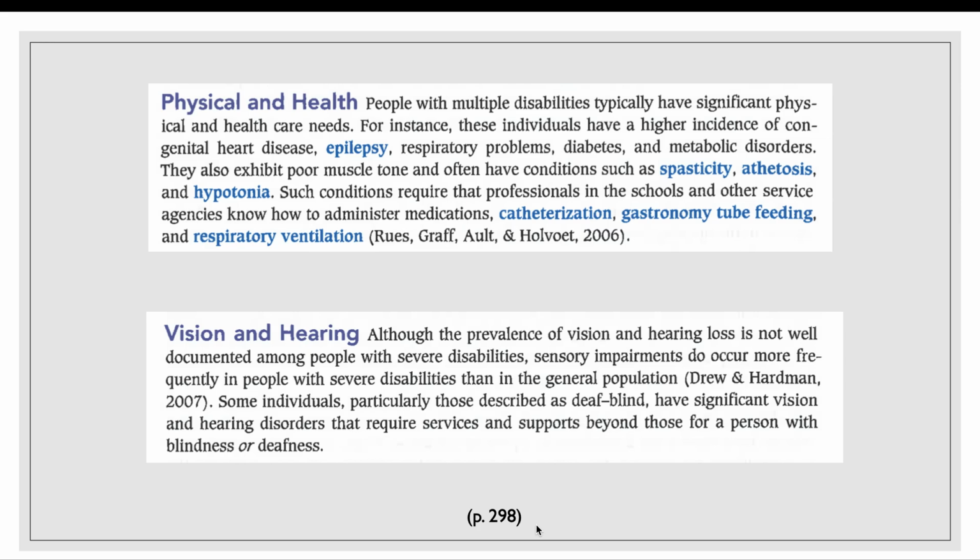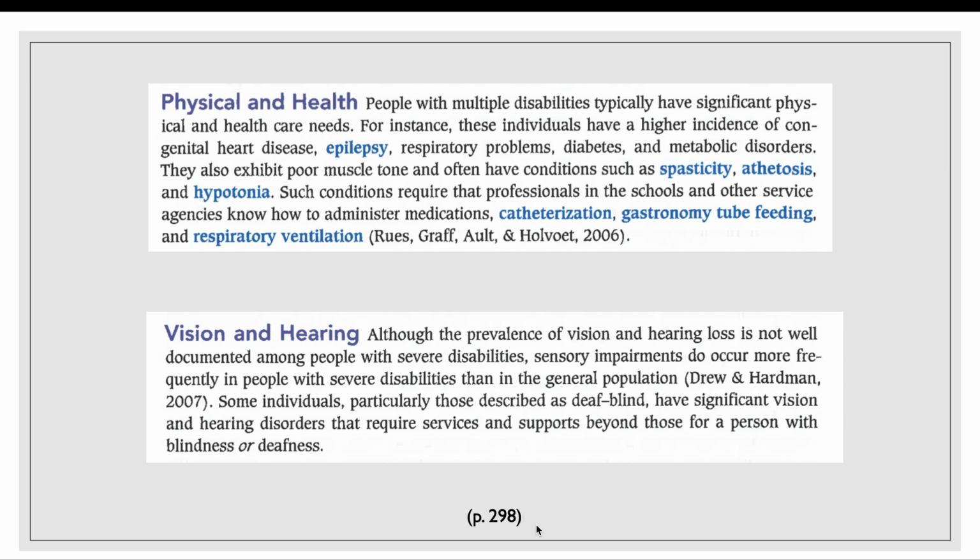Physical and health. People with multiple disabilities typically have significant physical and health care needs. For instance, these individuals have a higher incidence of congenital heart disease, epilepsy, respiratory problems, diabetes, and metabolic disorders. They also exhibit poor muscle tone, especially those students who are in wheelchairs. They often have conditions such as spasticity, ptosis, hypnosia. Such conditions require that professionals in the school and other service agencies know how to administer the medications.